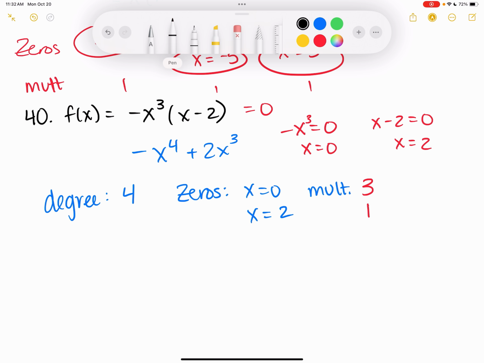42, another one of these ones. f of x is equal to 7 times x minus 3 squared, and then times x plus 5 raised to the 4th. So is the 7 out front really doing anything for me? Nope. So again, I don't really want to have to sit here and multiply all of this through to figure out what the highest powered term is.